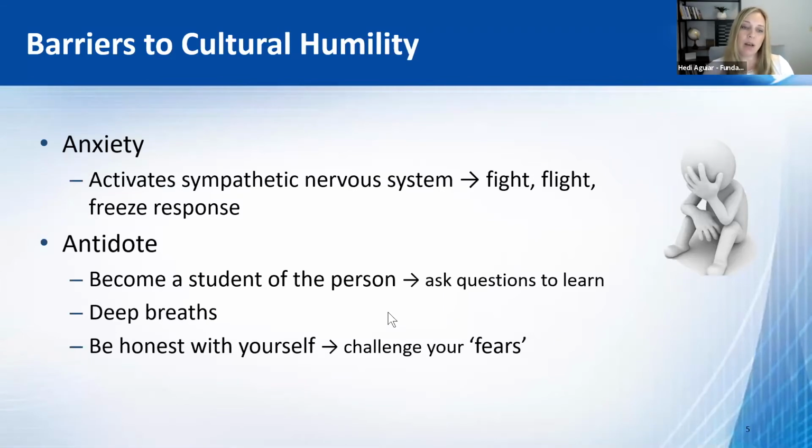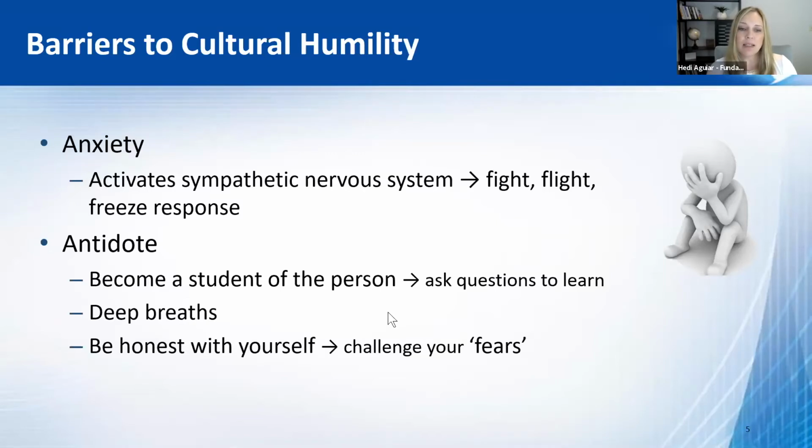So a couple of small quick tips of overcoming anxiety is become a student of that person. So ask them good, curious questions. Can you tell me more? Or can you help me understand? And then while they're talking, you can take some deep breaths. As you take deep breaths in, deep breath in, long breath out, it starts to regulate that sympathetic nervous system back. You can use box breathing, which is breathe in for 4 seconds, hold for 4 seconds, breathe out for 4 seconds, hold for 4 seconds.